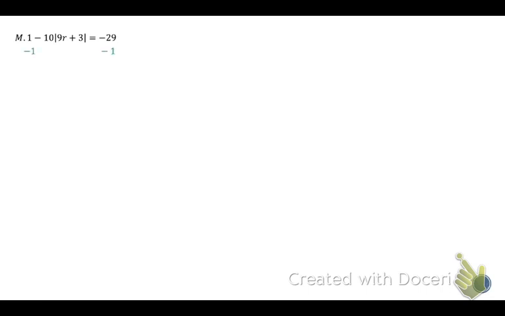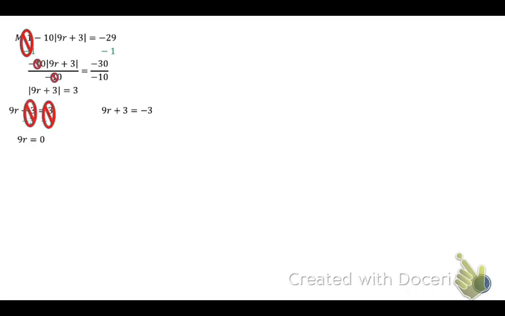Okay, this one, subtract the 1 first, so you get negative 10 times the absolute value of 9r plus 3 equals negative 30. Divide by negative 10, so the absolute value of 9r plus 3 equals 3. So 9r plus 3 equals 3, and 9r plus 3 equals negative 3. Subtract the 3 over, 9r equals 0. Remember, that's not no solution. You can still divide by 9, and so it's r equals 0.